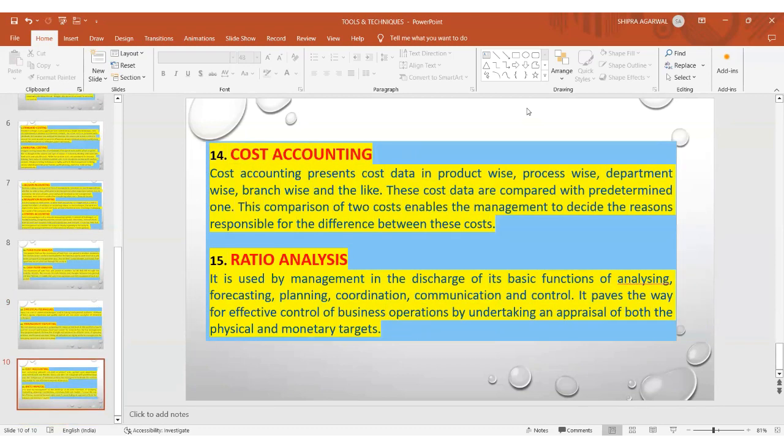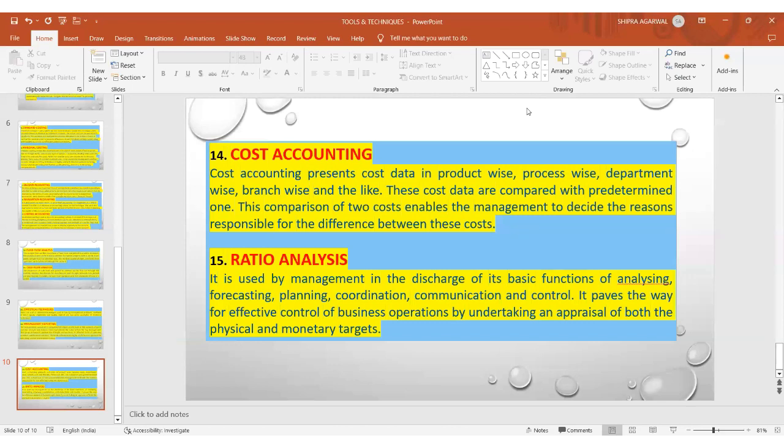Then we also have cost accounting. In case of cost accounting, we want to know the cost related data, and that data should be product wise, process wise, department wise, branch wise, and depending upon the requirement, right? So this cost related data is then compared to the predetermined data, and this comparison of the two costs will help the management to decide the reasons for the possible variance between the two, so that they can take a corrective measure.